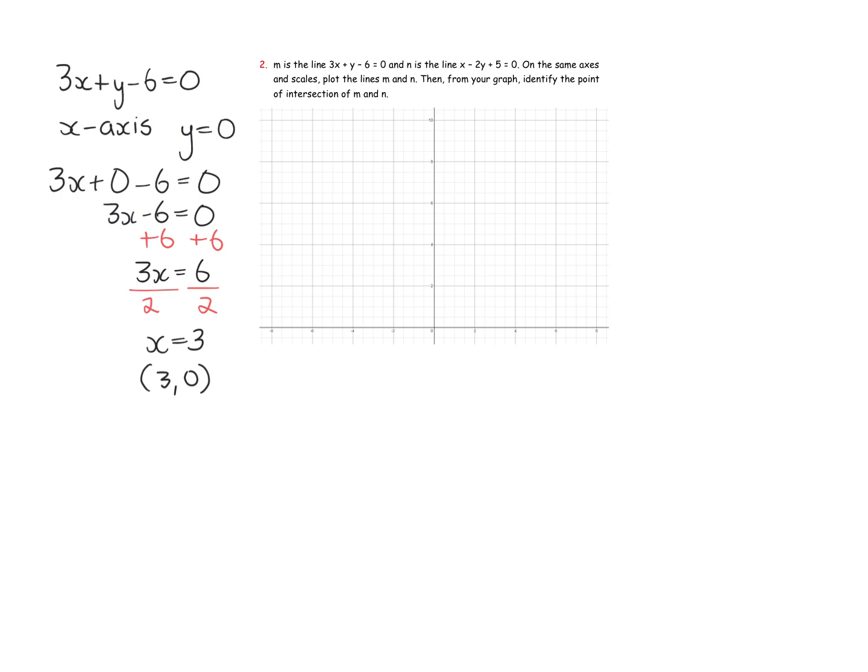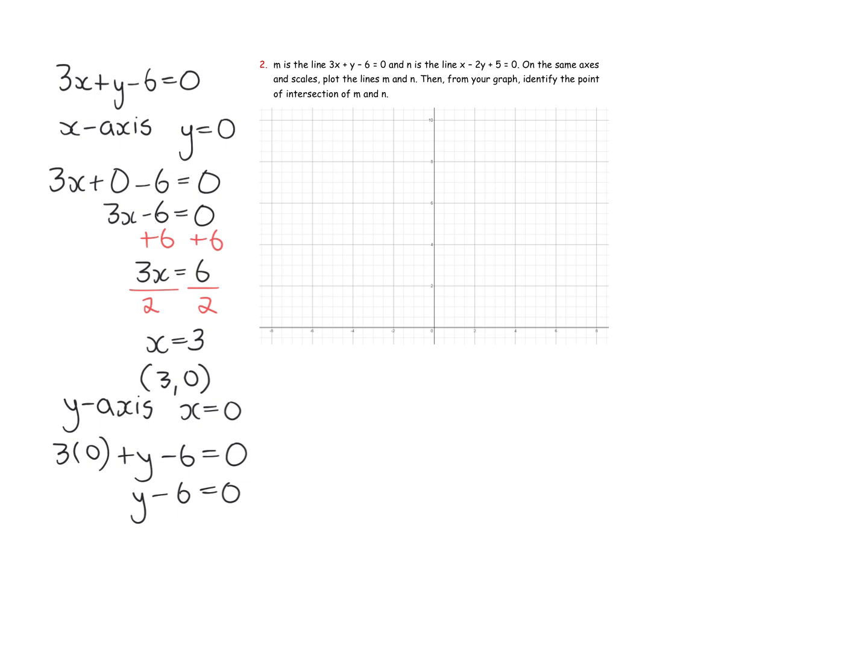We then need to figure out where it's going to cross the y-axis, and it crosses the y-axis when x is equal to 0. So all we do is replace x with 0 in the equation, which is 3 times 0 plus y minus 6 is equal to 0. Then we can work that out. So 3 times 0 is 0, plus y minus 6 is equal to 0.